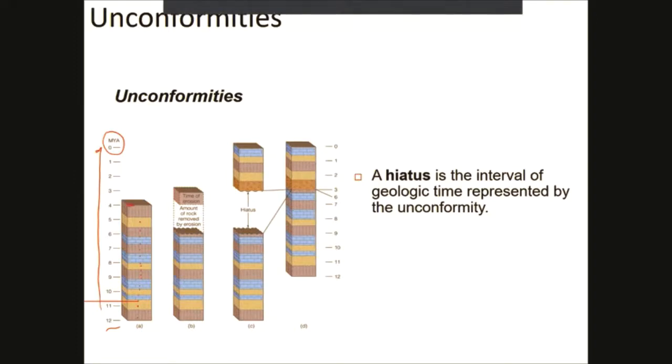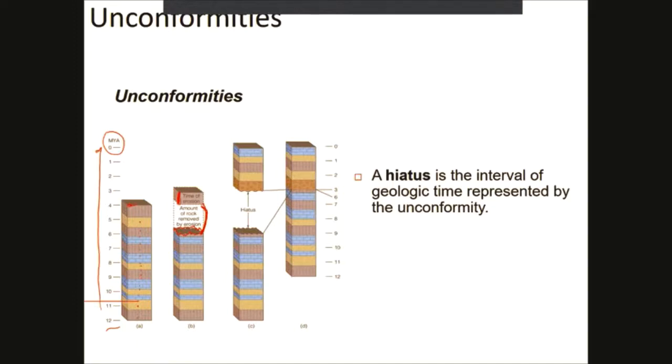No more sediments are being deposited in this area. And in fact, for 1 million years, not only is no sediment deposited, but rock is weathered and eroded. And so during that 1 million years, this rock is removed. And so you have this erosional surface, this rough, undulating surface that's left by erosion. And then after that 1 million years of weathering and erosion, sediment deposition resumes.